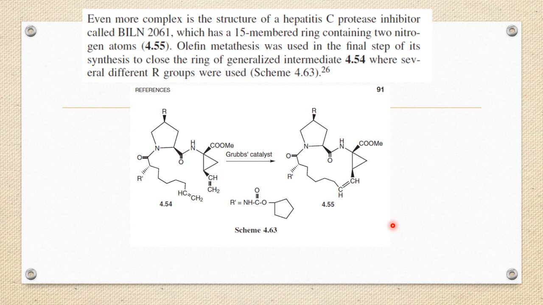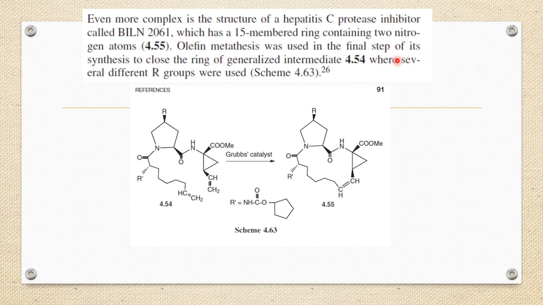Certain hepatitis C protease inhibitor, BILN 2061. This is a 15-membered ring containing two nitrogen atoms. You find a cyclopropyl ring also. This is one of the very famous antiviral compounds, which is utilized as a treatment for hepatitis C. If you're not aware of hepatitis C, please go and read. You don't have many medicines for this particular illness, very few medicines are available, and it's caused by a virus, hepatitis C.